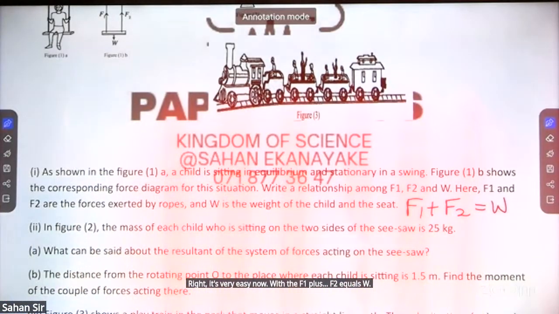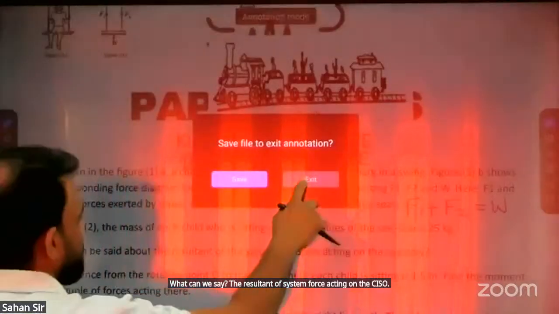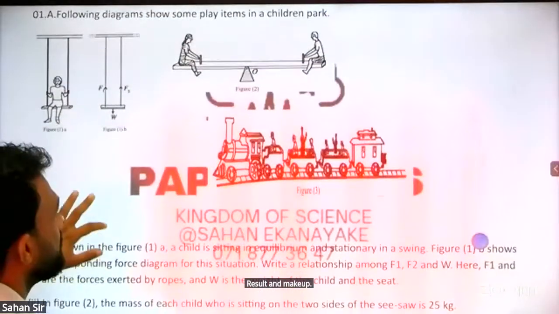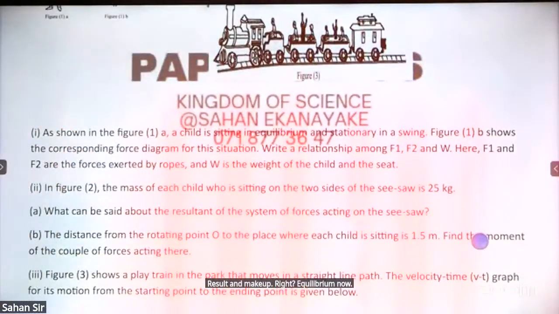In figure 2, the mass of each child sitting on the two sides of the seesaw is 25 kilograms. What can we say about the resultant of the system of forces acting on the seesaw? Right. Equilibrium now. The resultant force is 0.